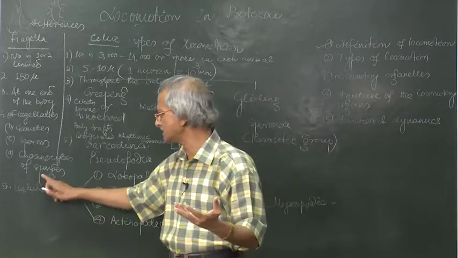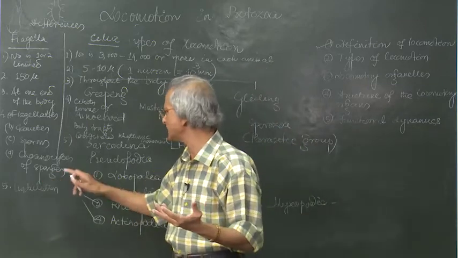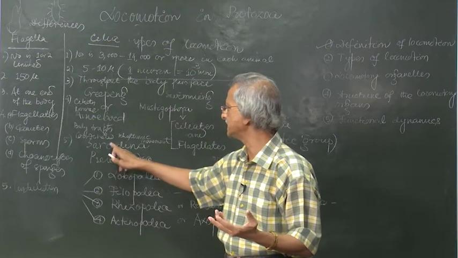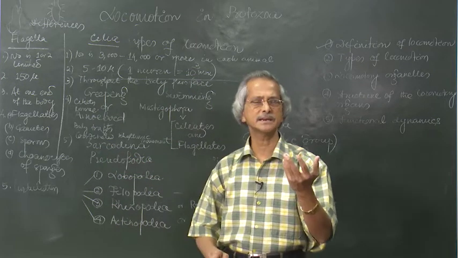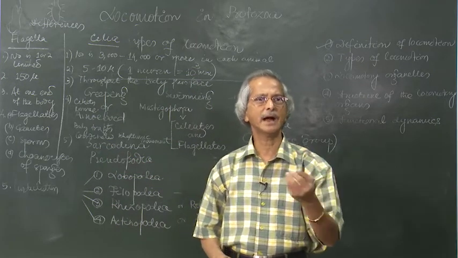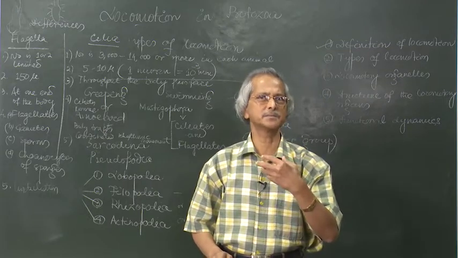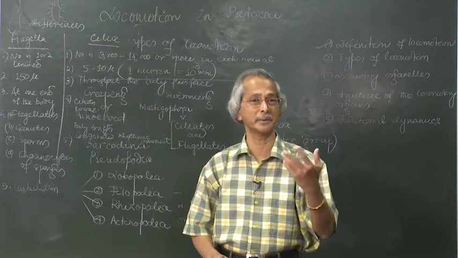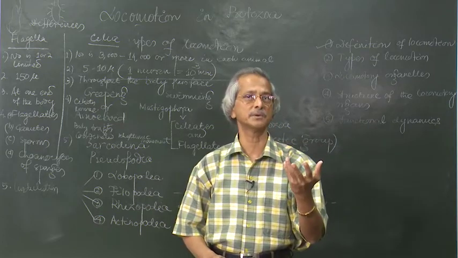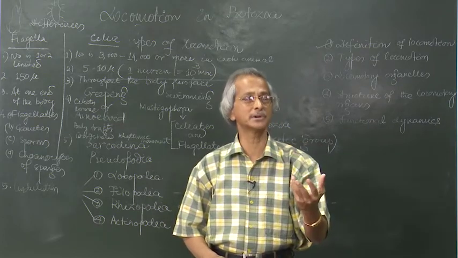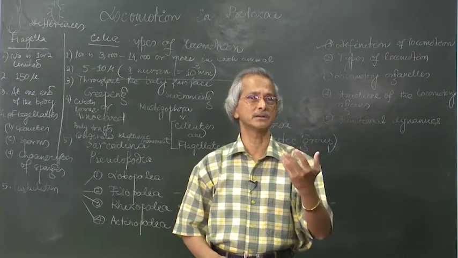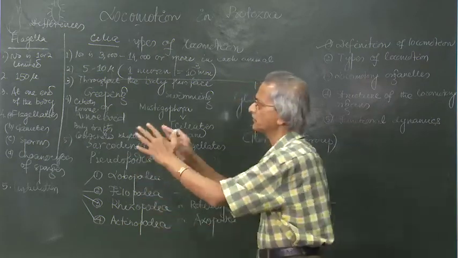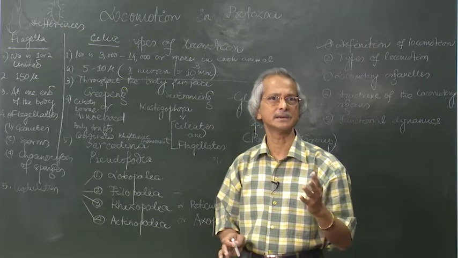So, in choanocytes these flagella are present, whereas cilia are present in ciliates, in ciliated epithelium, and in certain tracts like the respiratory tract, in certain reproductive tracts of the human body, even in the mammalian body you find the presence of cilia, and along with that you find cilia in certain larvae. So, these are the differences between flagella and cilia.